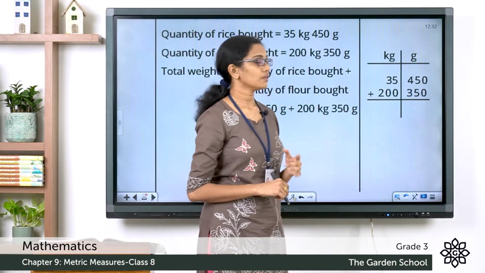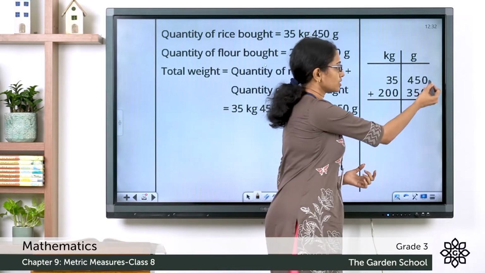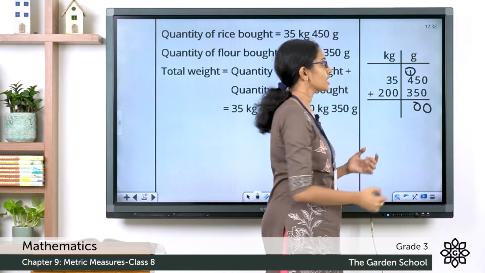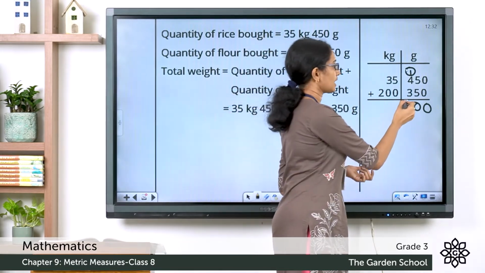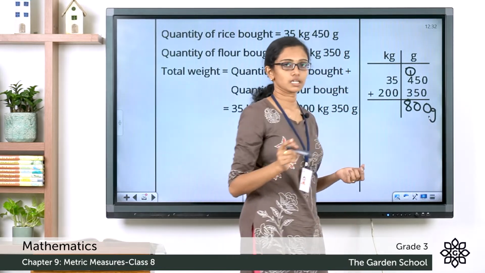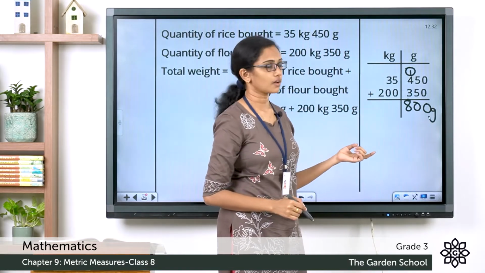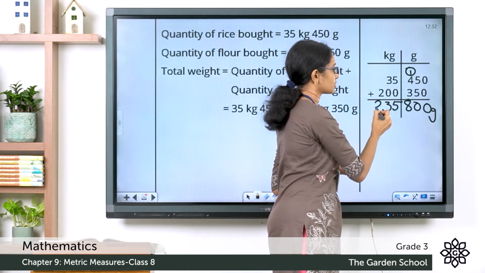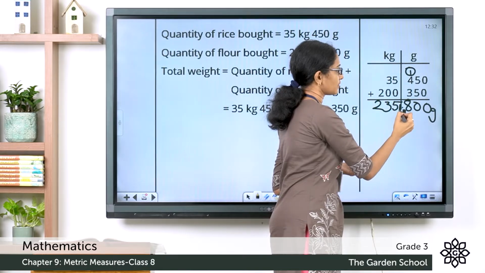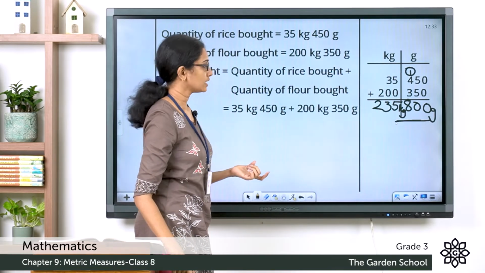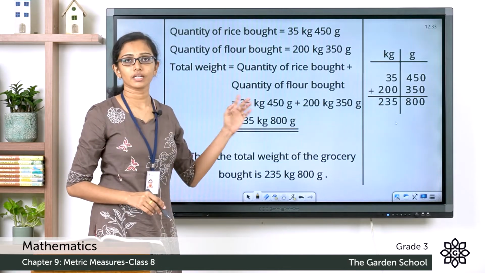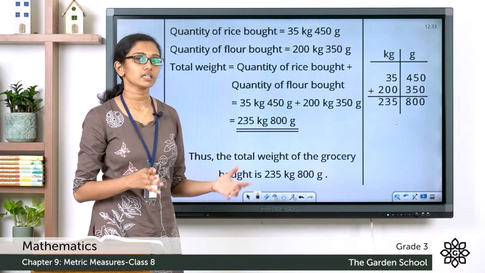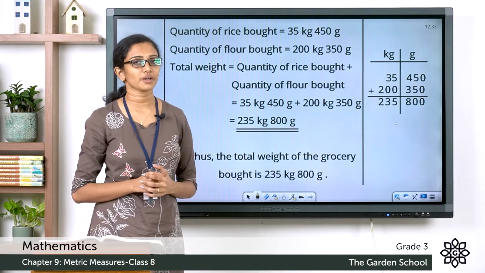In the grams column, we have 450 plus 350. So 0 plus 0 is 0, 5 plus 5 is 10, carry over 1 here. Then 4 plus 3 is 7, plus 1 is 8. So here we have 800 grams. Now moving to the kilograms column. Here we have 5 plus 0 is 5, 3 plus 0 is 3, then this 2. So it is 235 kilogram. What is the total weight? The total weight equals 235 kilogram, 800 gram. That is the total weight of the grocery that Gautam's mother bought. Hope this question is clear to you.